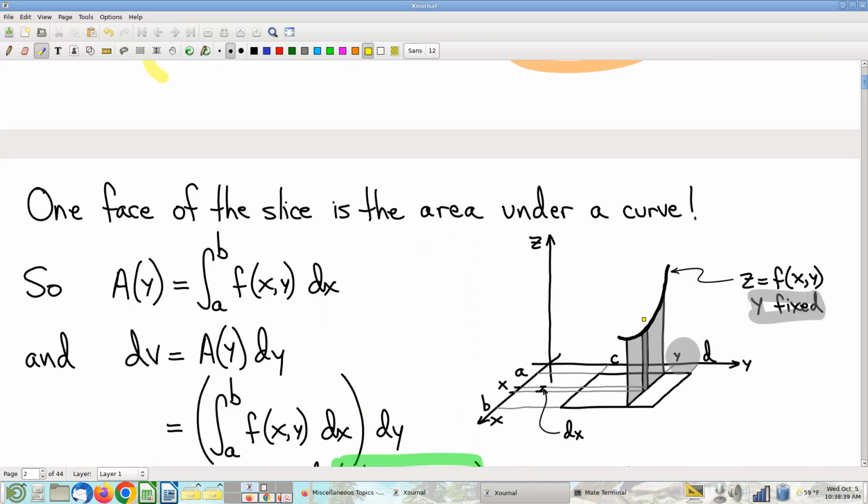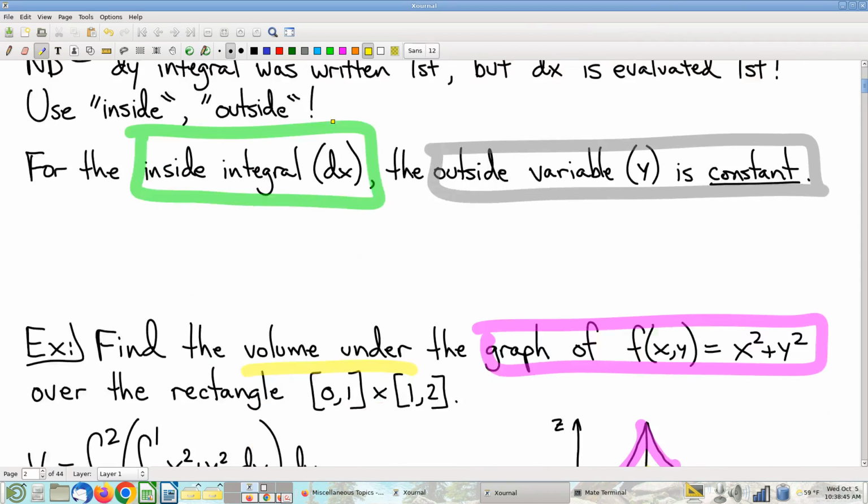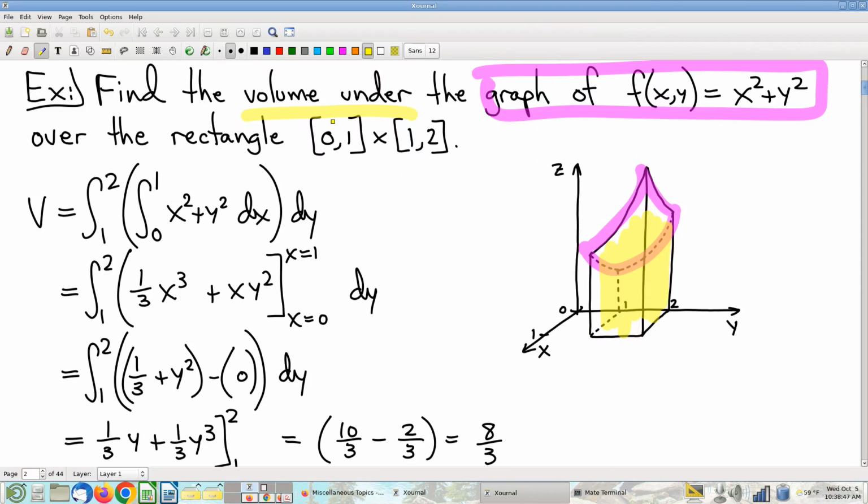Again, here's the volume under a graph. What we've been talking about here. So I don't have to slice or anything. I can just immediately write down the volume under the graph is this iterated integral. And it's just set up exactly like we have it above as applied to this particular graph.